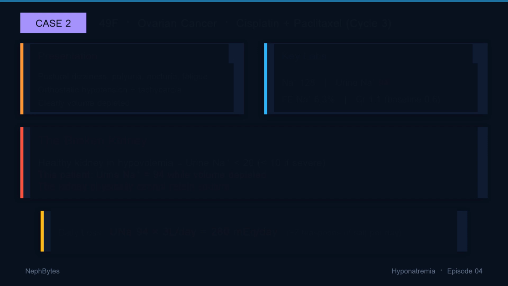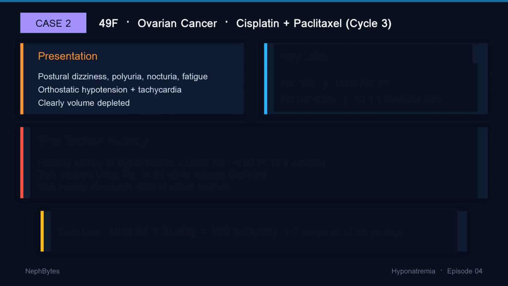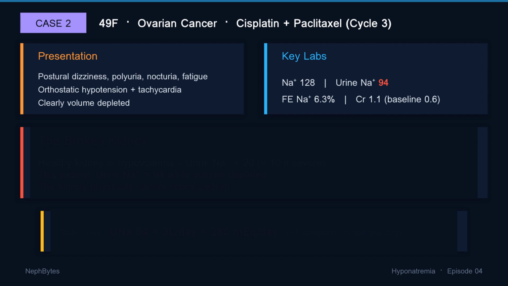Case 2. A 49-year-old woman with ovarian cancer, 3 cycles into a cisplatin and paclitaxel regimen. She comes in with postural dizziness, frequent urination, nocturia, and fatigue. On exam, orthostatic hypotension and tachycardia. She is clearly volume depleted. Sodium is 128. Urine sodium is 94. Fractional excretion of sodium is 6.3%. Creatinine is 1.1, up from a baseline of 0.6.